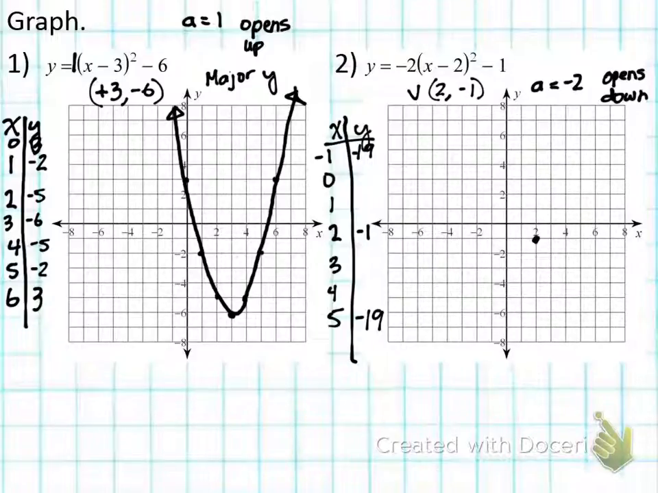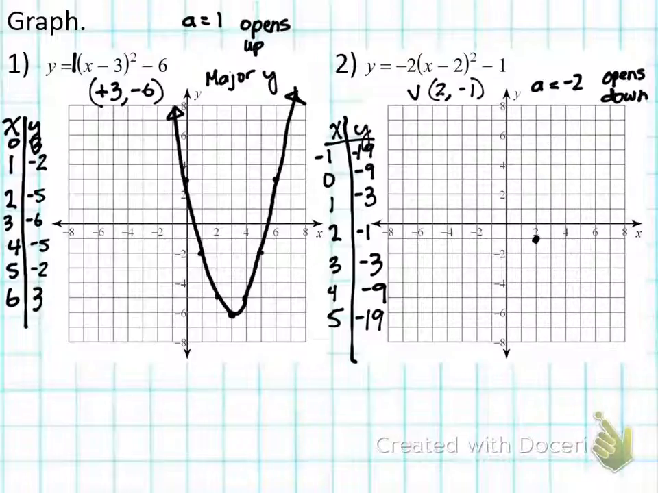Next is 0. 0 minus 2 is -2. -2 squared is 4. 4 times -2 is -8. -8 minus 1 is -9. So I can put -9 here, and I'm also going to put -9 down here. Okay, next one is 1. 1 minus 2 is -1. -1 squared is 1. 1 times -2 is -2. -2 minus 1 is -3. And I'm copying that right down here too, right? Because all of these should be reflected on this side of the graph too.